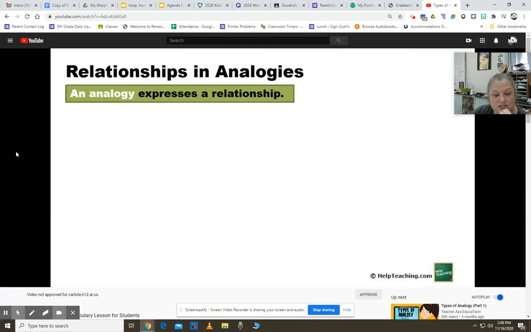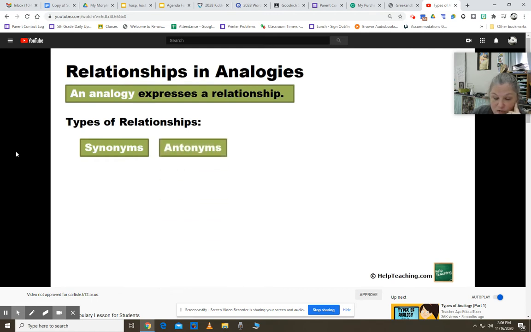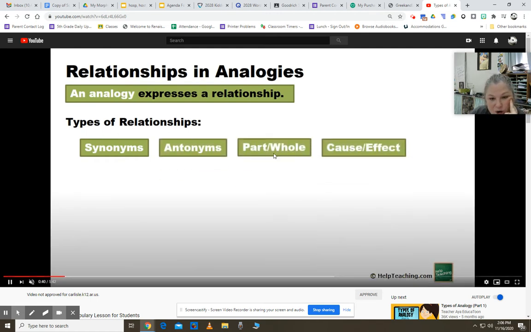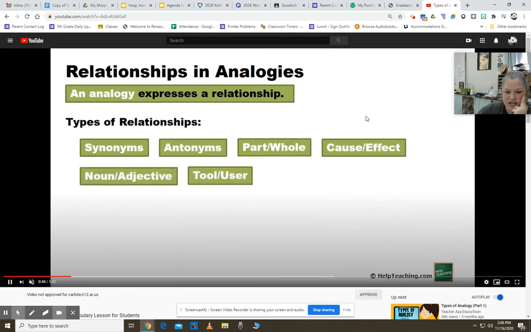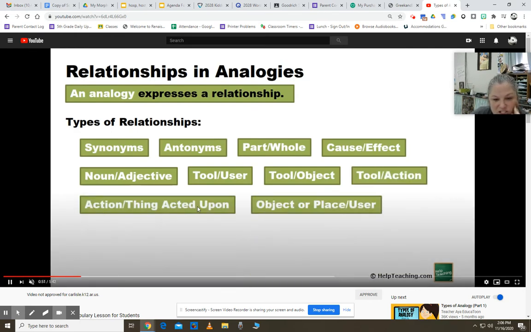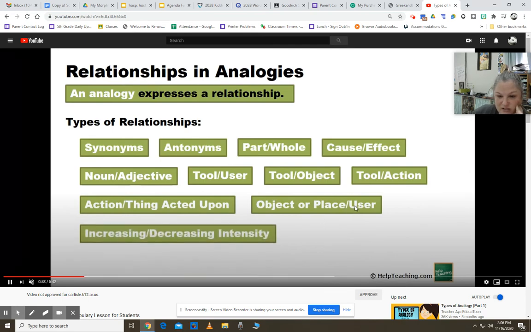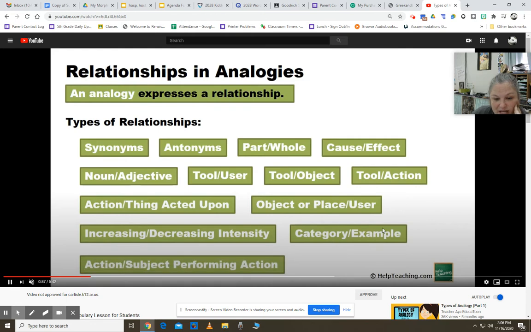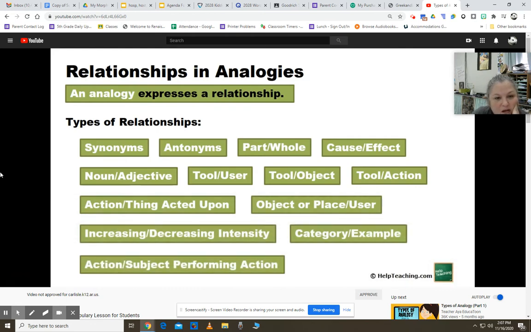Relationships in analogies. An analogy expresses a relationship, and there are lots of different types of relationships that you will see in an analogy. The most common are synonyms, antonyms, part to whole, cause and effect, and then you'll also see noun and adjective, tool and user, tool and object, tool and action, action and thing acted upon, object or place user, increasing and decreasing intensity, category and example, or action subject performing action.